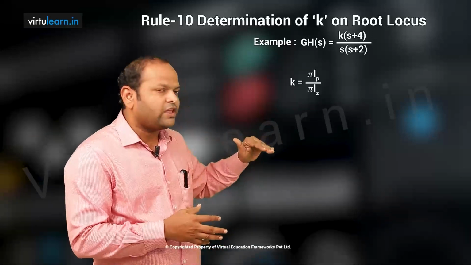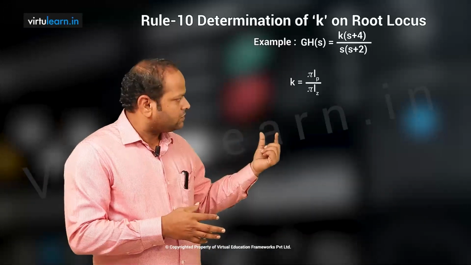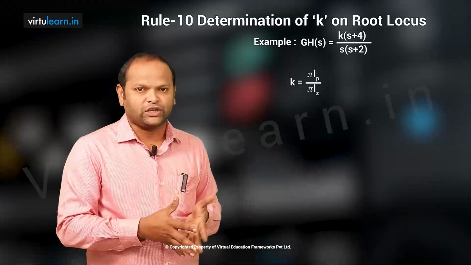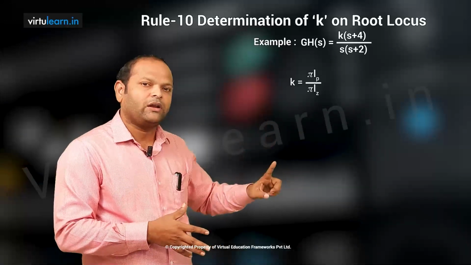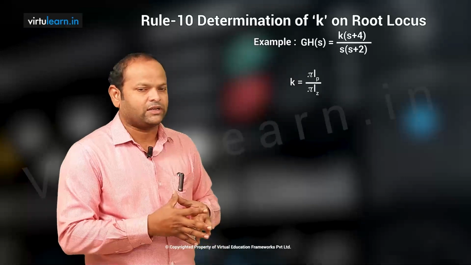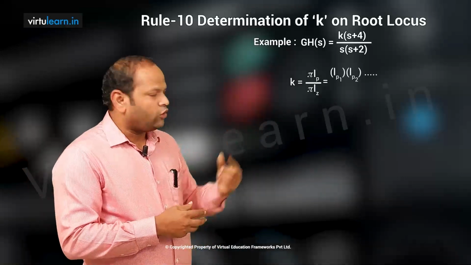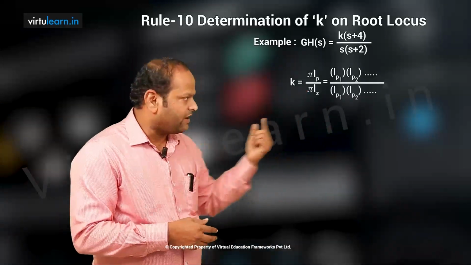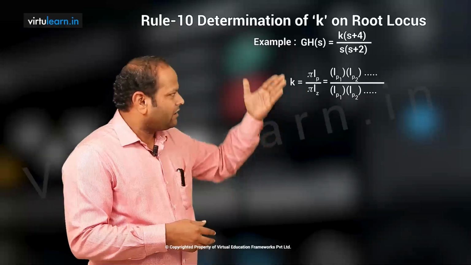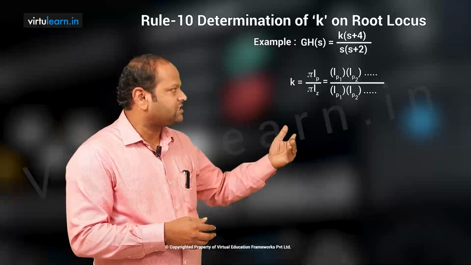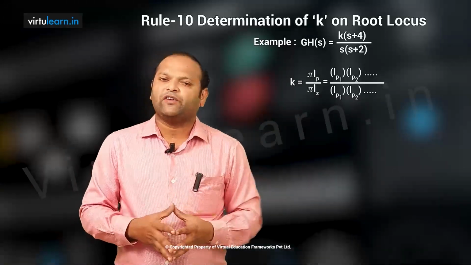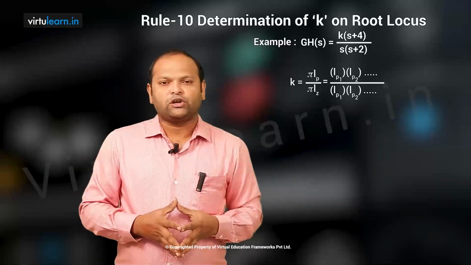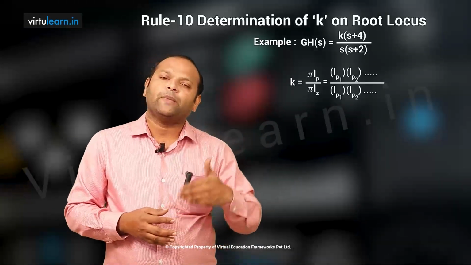So if there are no zeros, then this pi LZ is going to be 1, don't take it as 0. So this denominator will be 1, so you will have only numerator vectors. For this problem, k is equal to LP1, LP2 divided by LZ1. Then if you have the values, you can easily substitute and get the k value. We can obtain this k value the other way also, analytically, using the magnitude condition.